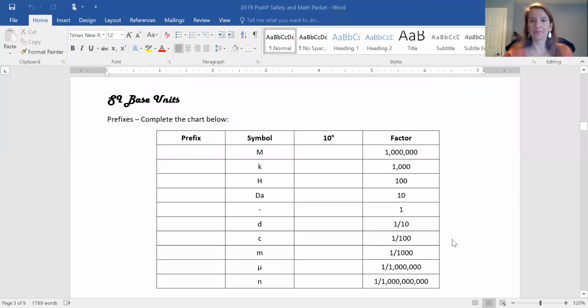Hey, this video is going to go over metric prefixes. So we're going to be on this page of the packet. Let me go ahead and pull it up here, and that way you guys can follow along with me.